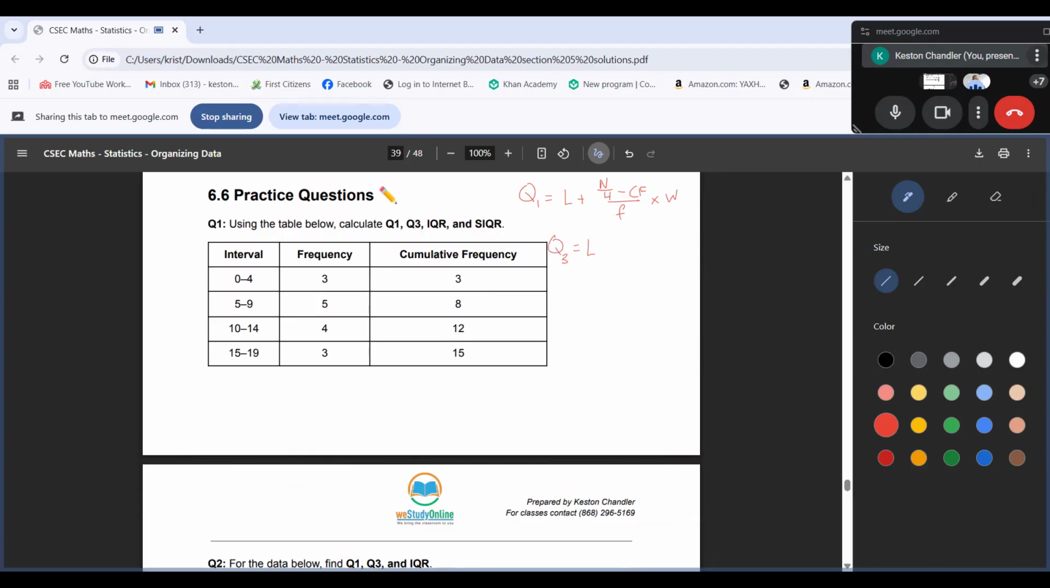The only difference is that we're going to have 3/4 n, right, minus the same cumulative frequency over our frequency multiplied by the width. The interquartile range will be found by taking your Q3 value and subtracting the Q1 value from it. And the semi-interquartile range will be found by dividing your interquartile range by 2. So you're going to try that for me now.